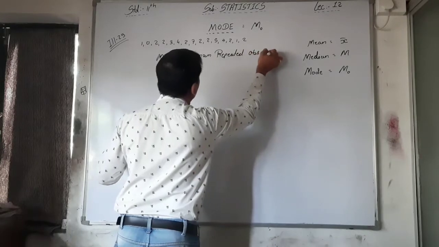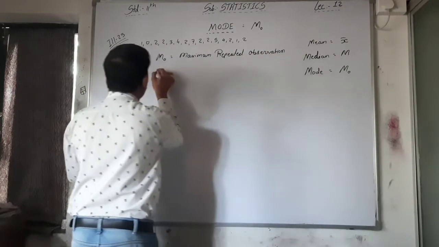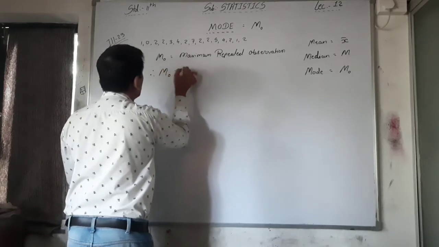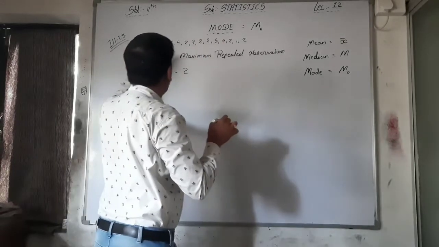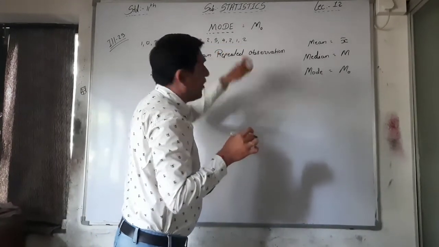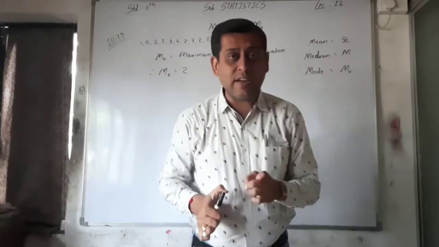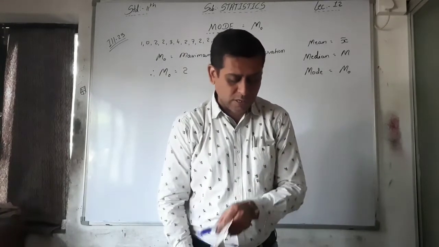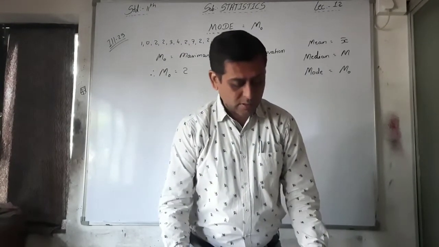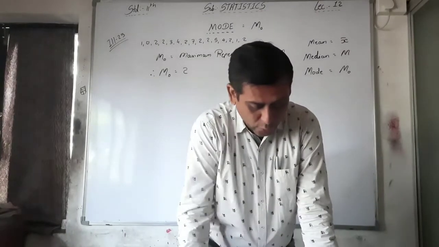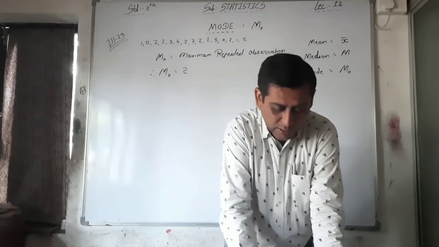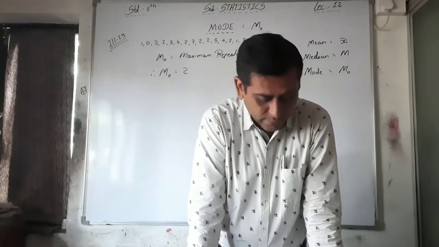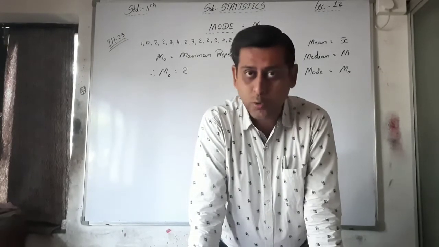That's why here we write MO is equal to the maximum repeated observation, and therefore MO is equal to 2 for this data, because 2 is repeated 7 times in this data. That's why the modal value of this data is 2, right? We can see that the value 2 is repeated 7 times, which is more than the repetitions of any other observation. Hence, the mode of this data is equal to 2.